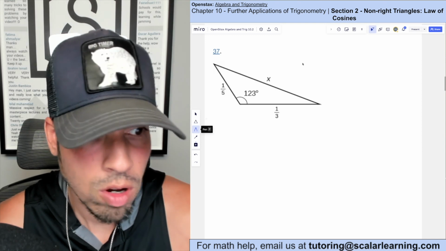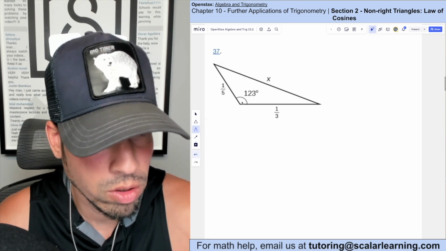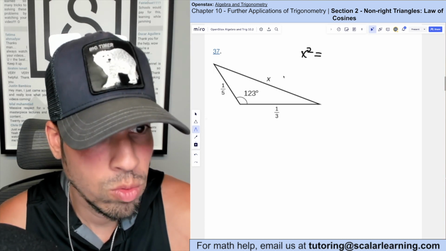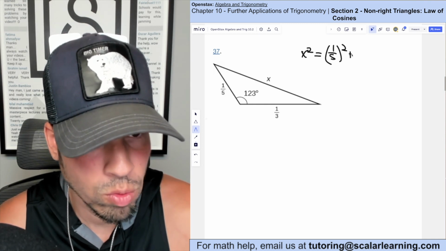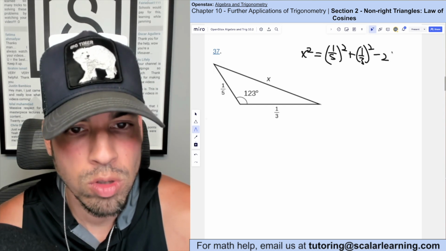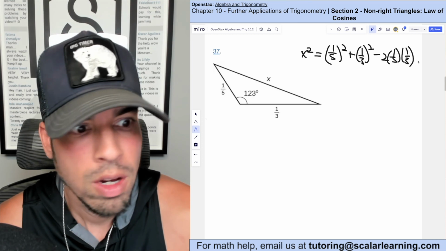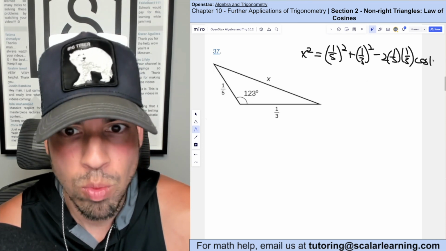So here we're going to use the law of cosines again because we have a missing side and a known angle, and they're opposite of each other. So we have the unknown side x squared equal to the other two sides squared and added together. So 1/5 squared plus 1/3 squared in no particular order, minus 2 times those same sides, 1/5 and 1/3, and then times cosine of the angle opposite the unknown side, which is 123.